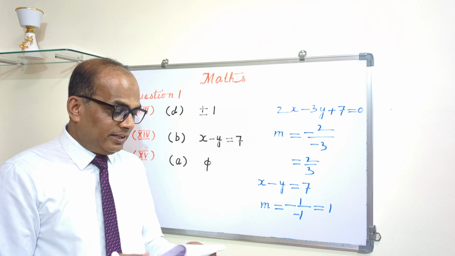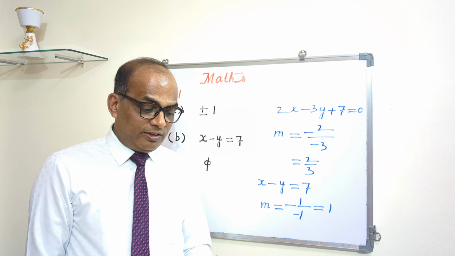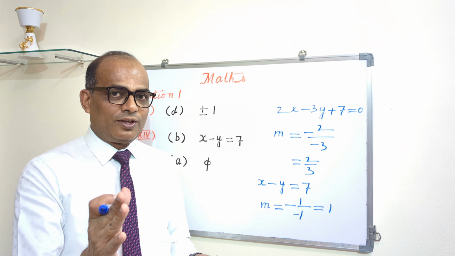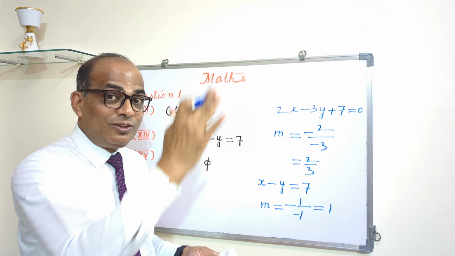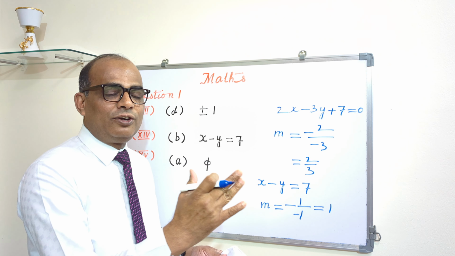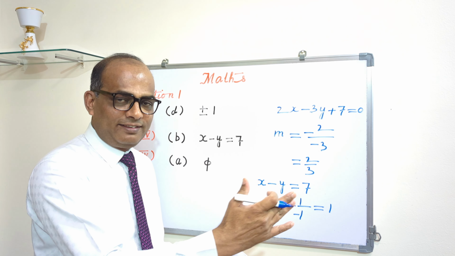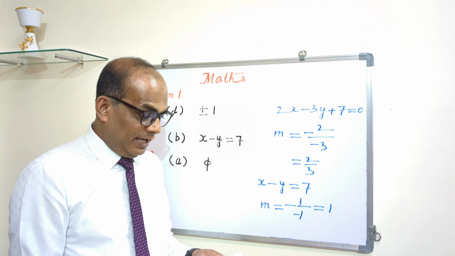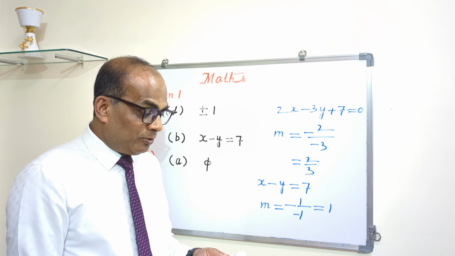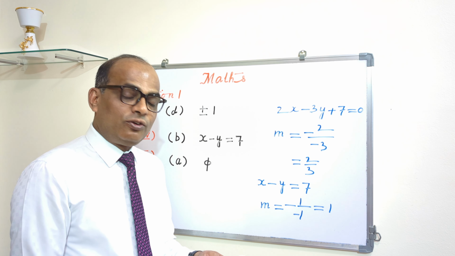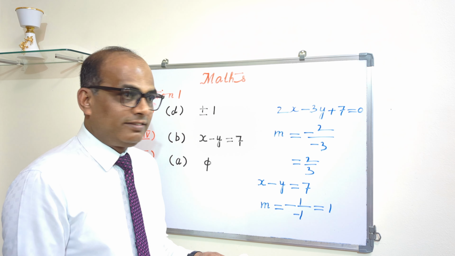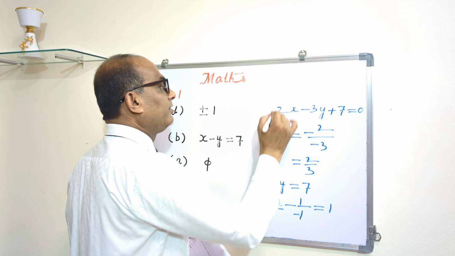Now, why are we rejecting the other two answers? x is equal to 7 is a line which is parallel to the y-axis and at a distance of 7 units from the y-axis or from the origin. And y is equal to minus 7 is the equation of a line which is parallel to the x-axis.